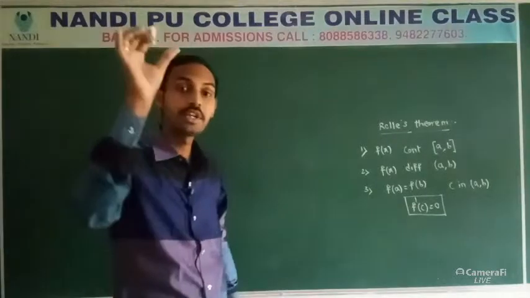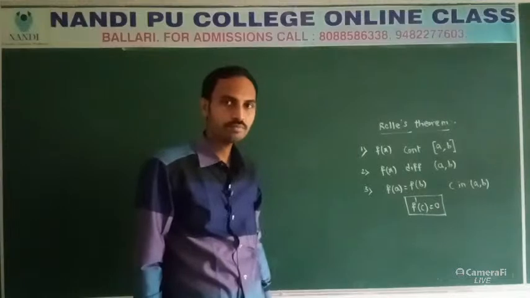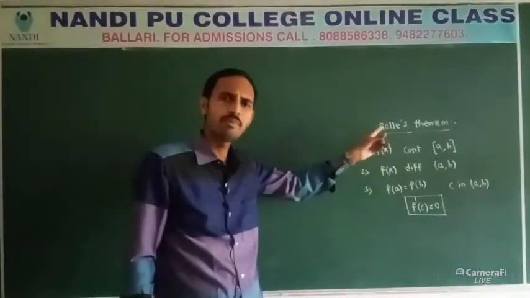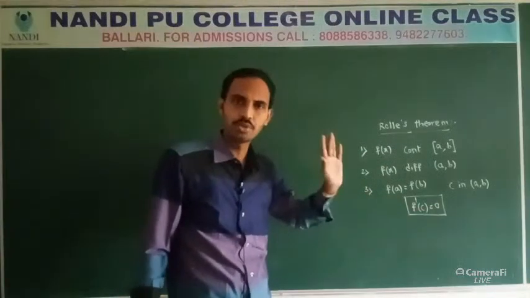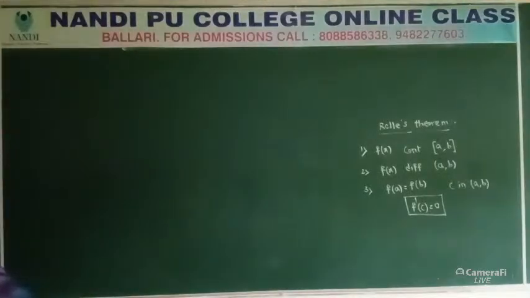At that point derivative is 0. F dash of c equal to 0. So to get the value of c, which formula we use in Rolle's theorem? F dash of c equal to 0. So do the problems under that method. Okay, write down the problem.